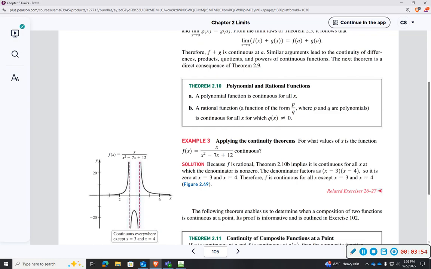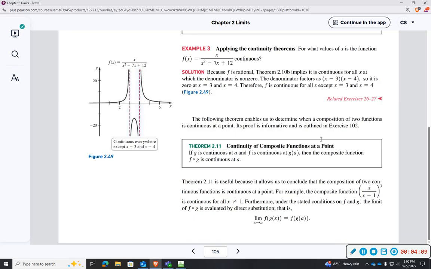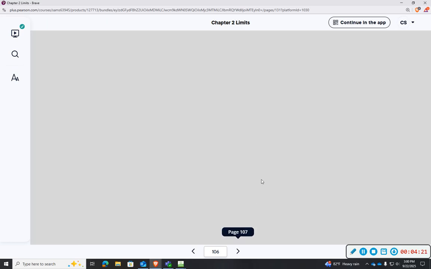You have the polynomial rule. All polynomial functions are continuous for all x. Rational functions will be continuous everywhere except where the denominator is 0. You get some examples and visuals. Then continuity of a composite function at a point: if g is continuous at a and f is continuous at g of a, then the composite function f of g is continuous at a. And they show you some examples of that.